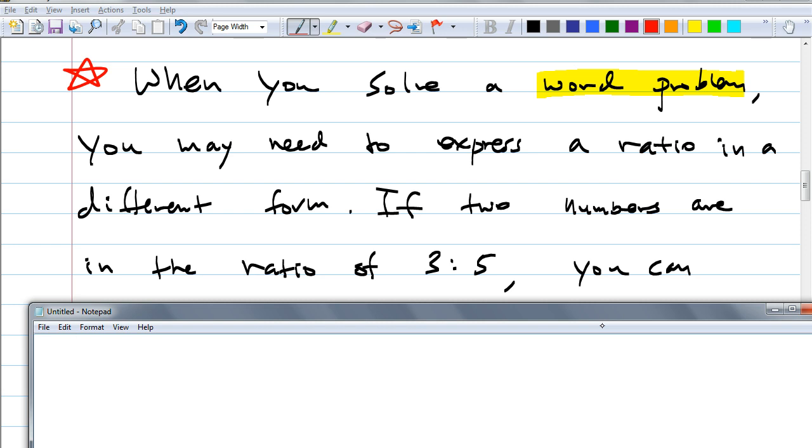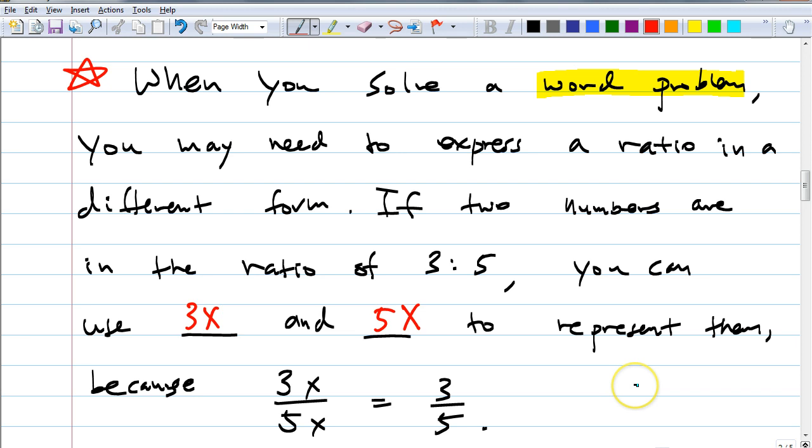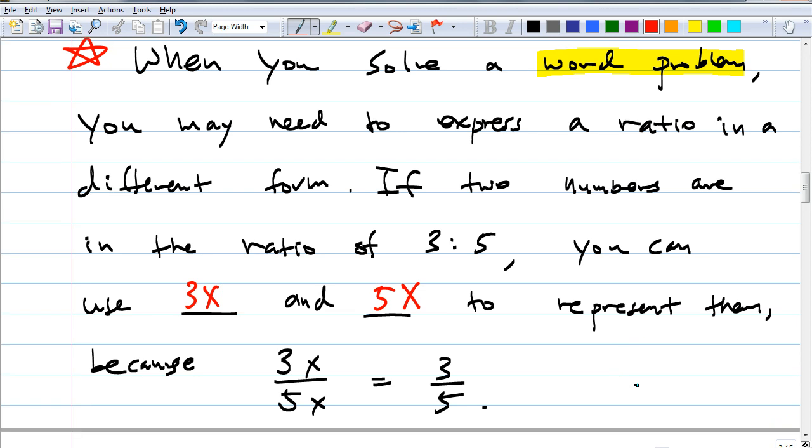Yes, Aaron? 3x plus 5x. Where'd you get that from? Because you're right. So, you're right. Write this down. When we have a ratio of 3 to 5, if the two numbers are in the ratio of 3 to 5, you can use 3x to 5x. Well, it could be 3y to 5y. You have to have the same variable, right? Doesn't matter which one. I used x. 3x and 5x to represent them because 3x over 5x is 3 to 5.